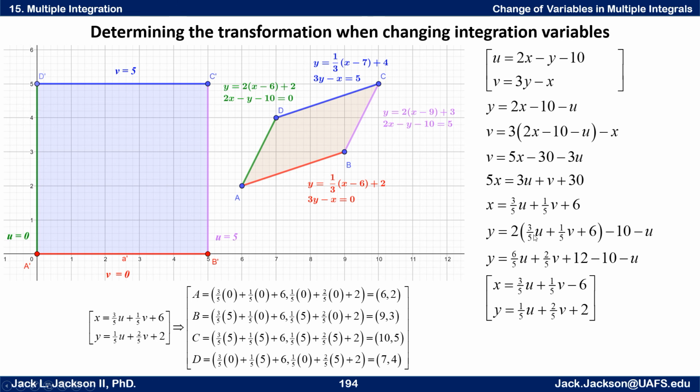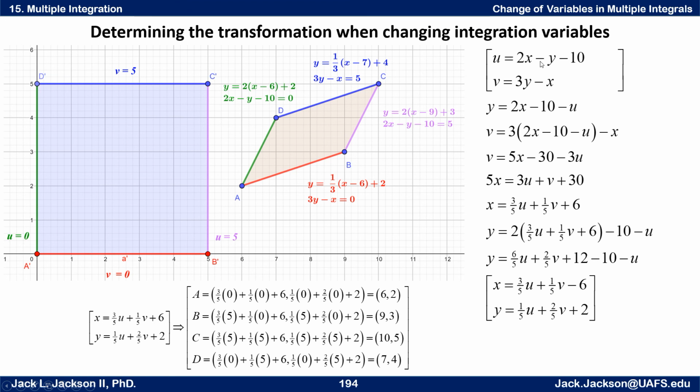This is 6/5 u plus 2/5 v plus 12. Then you've got your minus 10 minus u. 6/5 u minus 1 u, that's 6/5 minus 1/5, is 1/5 of u. And then I have 2/5 v, and 12 minus 10 is plus 2 here. So pulling those down here together, we now have x and y in terms of u and v.